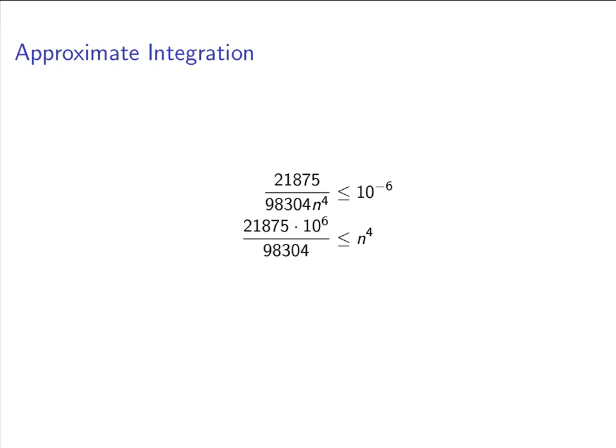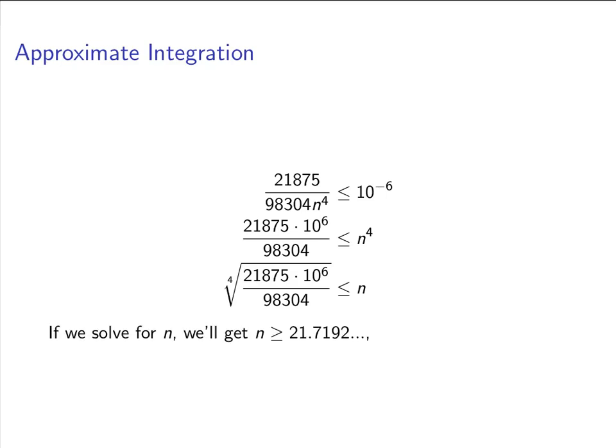And as usual, we'll just isolate the n, and at this point we can compute a fourth root, and it is okay for us to use a computer or a calculator for this. Okay, so we get n is bigger than or equal to the fourth root of 21,875 times 10 to the 6 all over 98,304. We put all that in the calculator, and we get n is bigger than 21.7192.